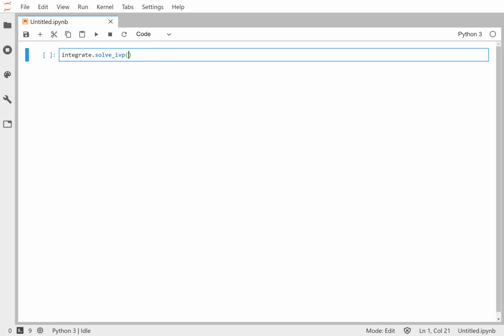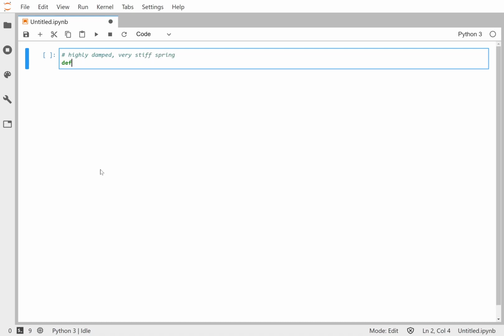Okay, so let's look at the kind of systems that don't play nicely here with our Runge-Kutta. Our first example is going to be a spring, a damped spring. In particular, a highly damped, very stiff spring. And so what I mean by that is, let's write out our equation, but we're going to see that our coefficients in here are large.